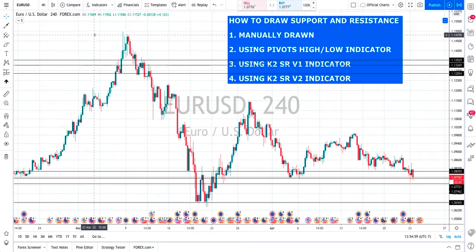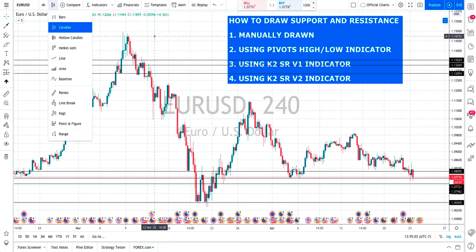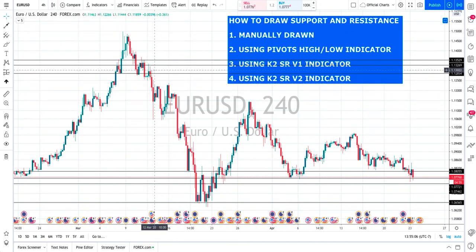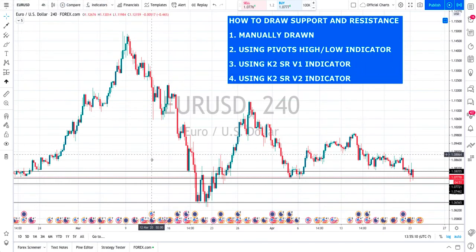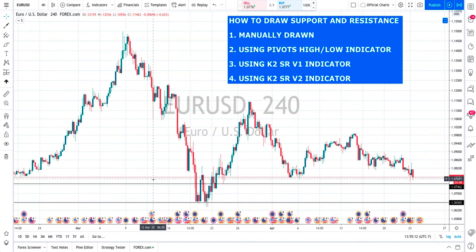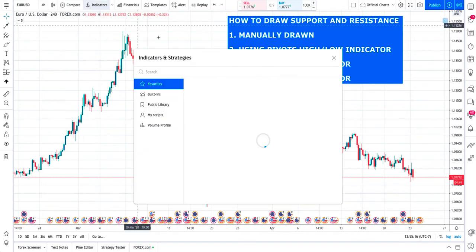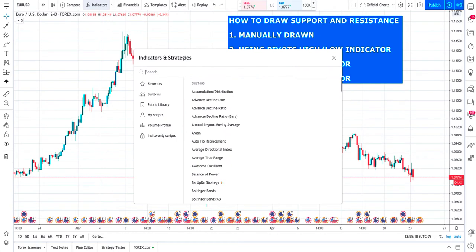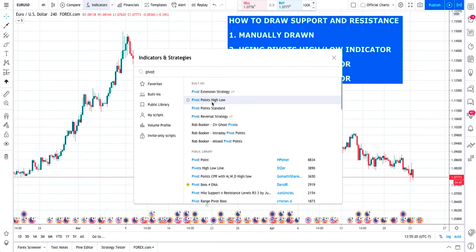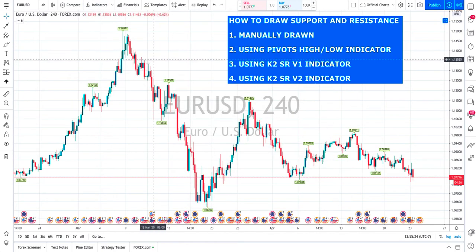There's a lot of ways to apply it. You can use this chart. I know some people use the line chart, but personally, I use candles because I like to see where the wicks touch. So next up, let me show you guys a little secret that I was talking about using the pivots high-low indicator. So I'll delete these lines, and then I'm going to add the pivots high-low indicator on the chart. If you just type in pivot, you'll see pivot points high-low right here. You just click on that, and then it'll get placed on your chart.